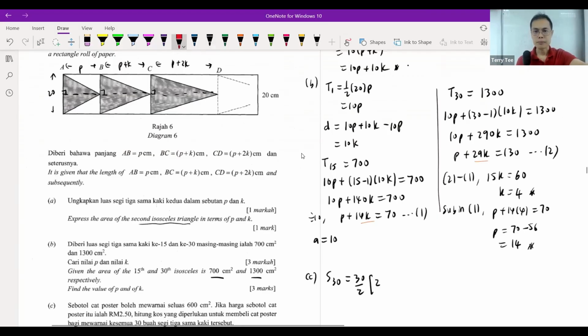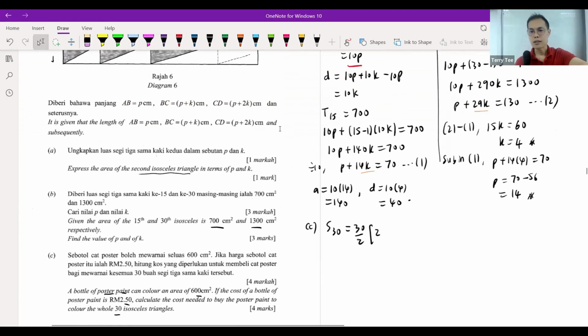Your a is here, T1. Since your p is 14, so 10 times 14 is 140. Your common difference D is 10K. Since your K is 4, this is 40, right? Your common difference is 40. Your first term is 140.